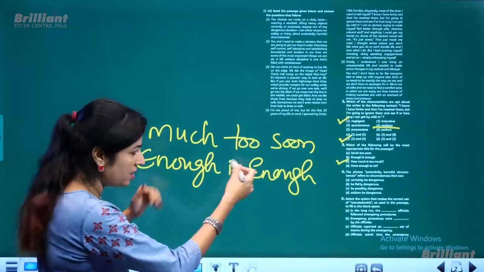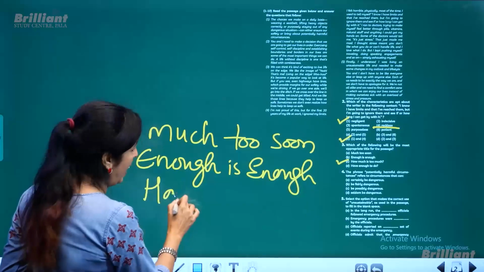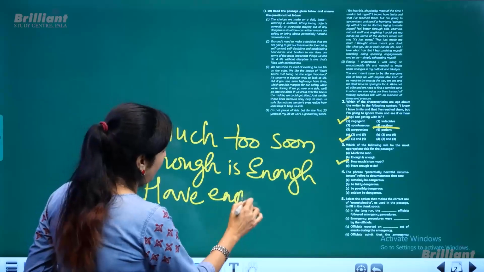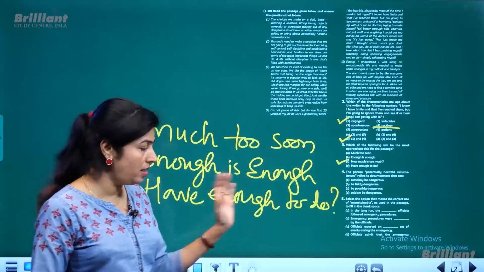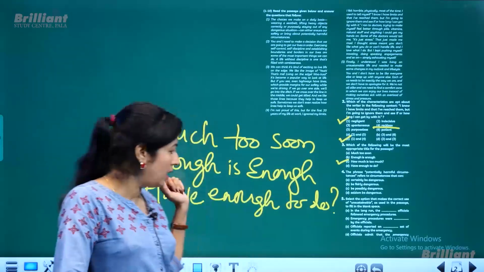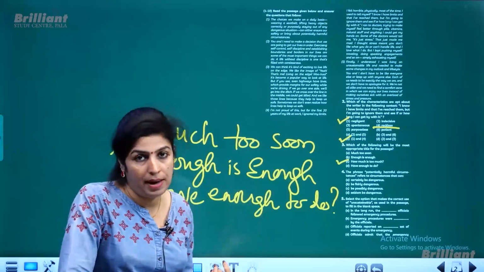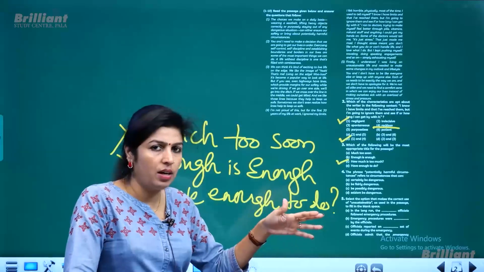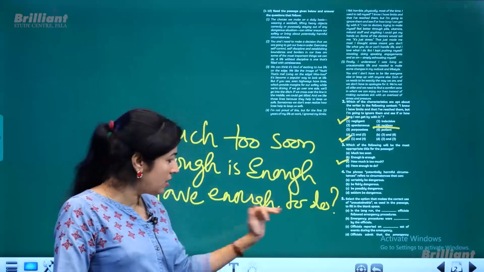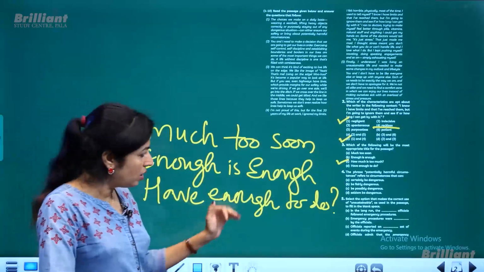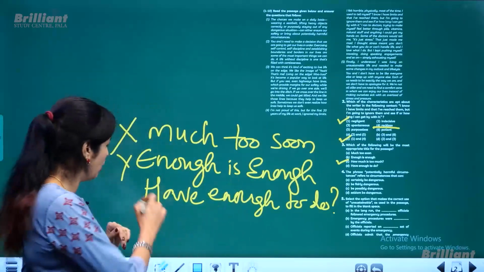Okay. And the third one is the correct option, how much is too much. Then have enough to do, with a question mark at the end. This title would have been suitable if the passage spoke about leisure time activities. Have enough to do means, do you have enough time to pursue your activities? So this is in connection with your leisure time. So this also is not at all the central idea of this passage. So these three options cannot be taken.